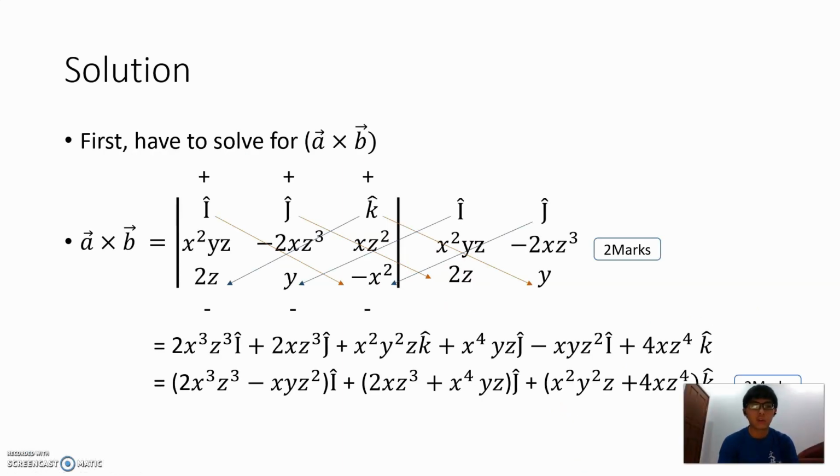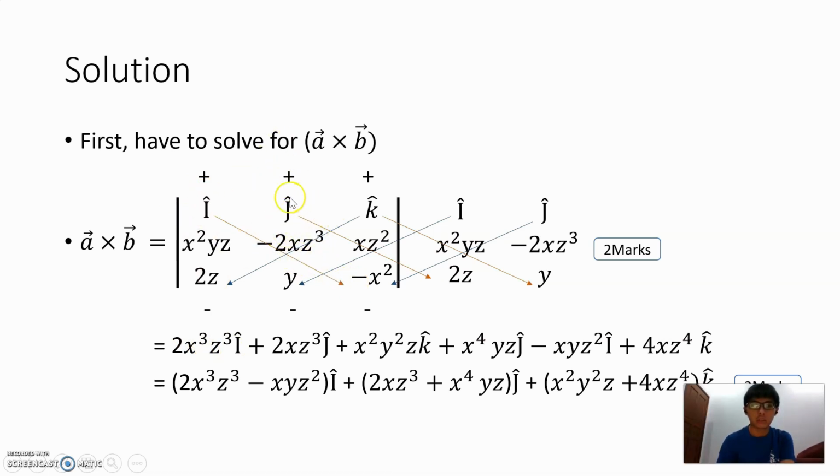First you have to solve for A times B. For A times B, you have to do the matrix form like this. So this will be Ai, Aj, and Ak. This one will be Bi, Bj, and Bk. These two are for you to multiply more easily. From left to right, you multiply together and add a positive sign. So this one you will get 2x cubed z cubed, because negative times negative becomes positive.